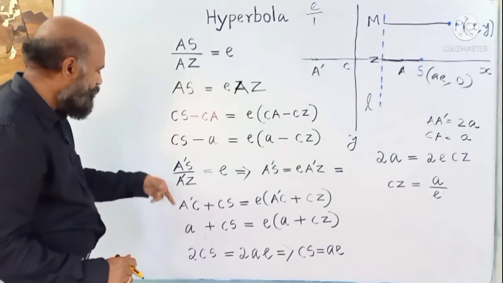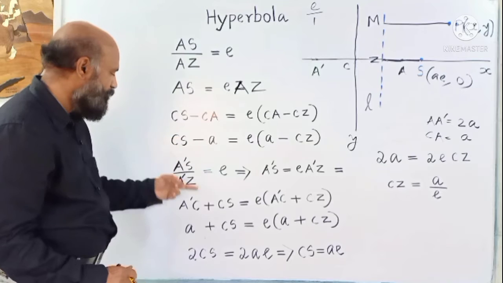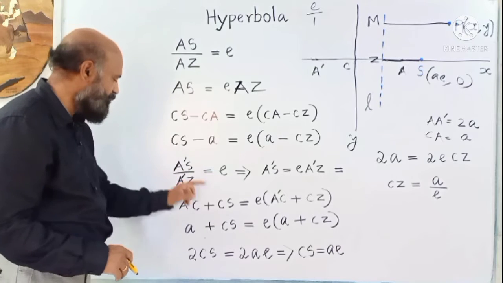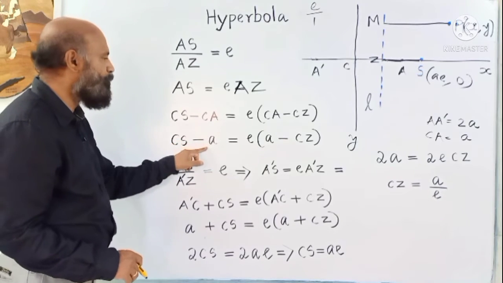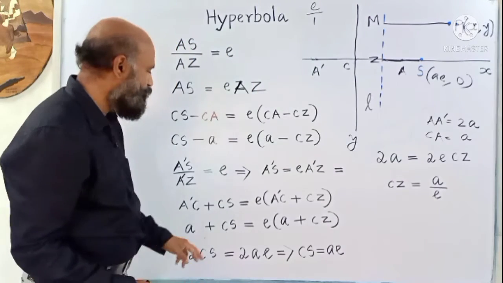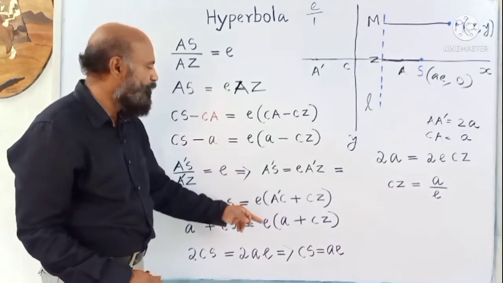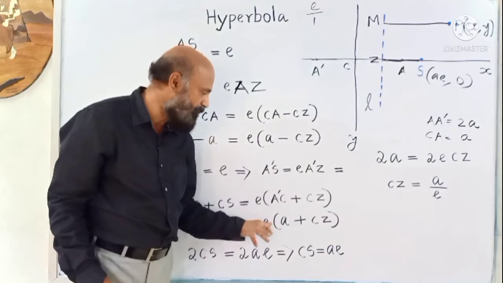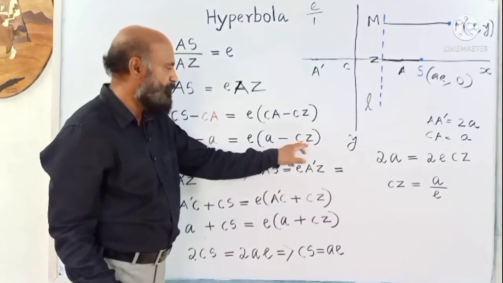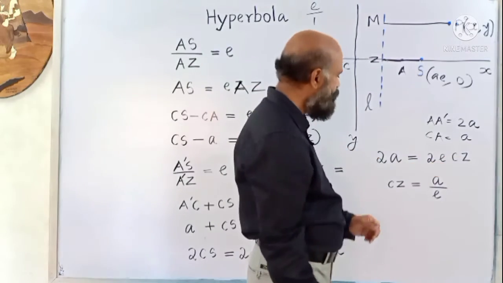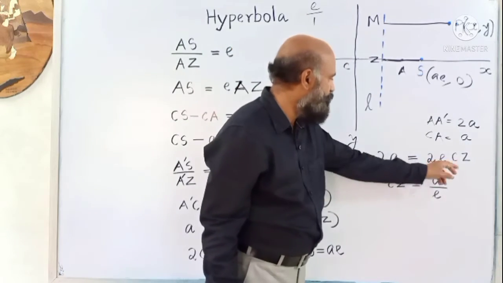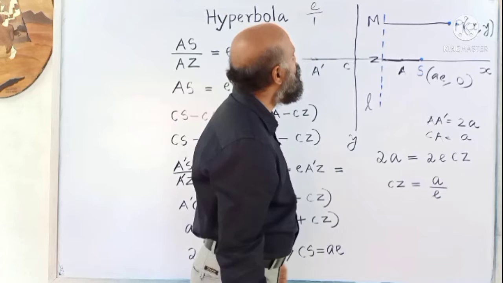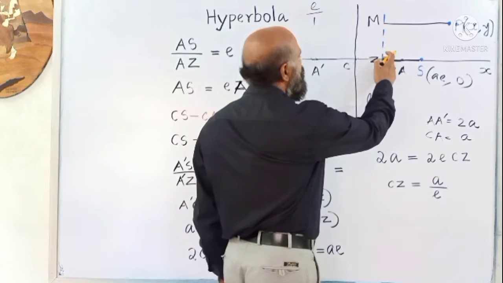When you subtract this plus CS and minus CS, CS will get cancelled. A minus minus A will become 2A. When you subtract here, it will be 2ECZ, because when you subtract this from this, EA will get cancelled. The second term here is ECZ, here it is minus ECZ, so when you subtract, it will be 2 times ECZ. Now you will get the expression for CZ. 2 will get cancelled, so CZ is A by E.